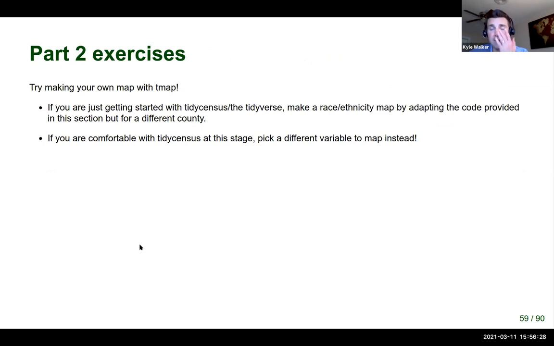And in the meantime, try making your own map with tmap. It doesn't need to be extraordinarily complicated. If you're just getting started, repurpose the examples. Maybe take the DC income example and try making a map using that data set in tmap, or copy my code for Hennepin County and make another race and ethnicity map. Maybe change the county or the state if you want to, and play around with the colors a little bit.